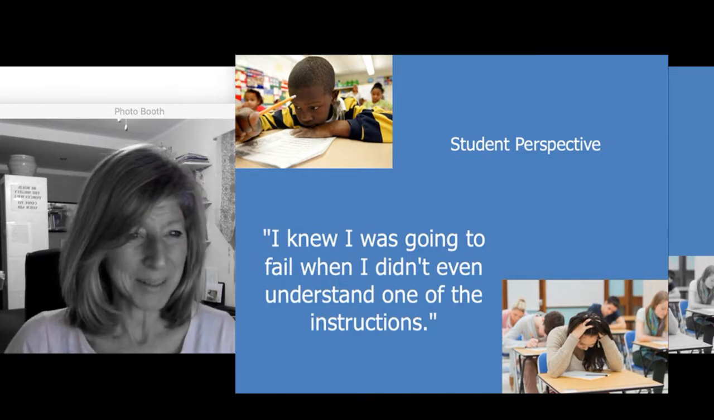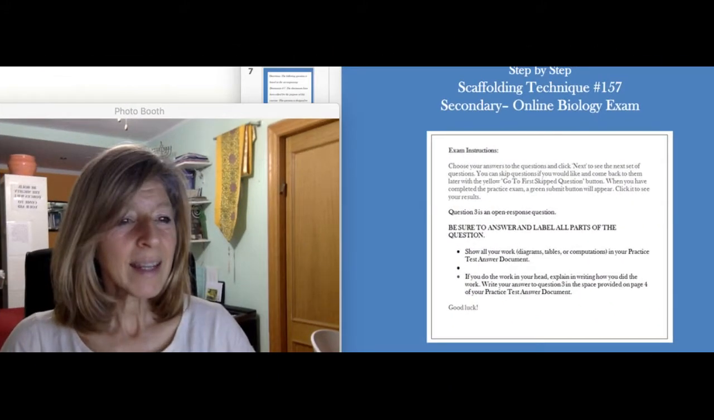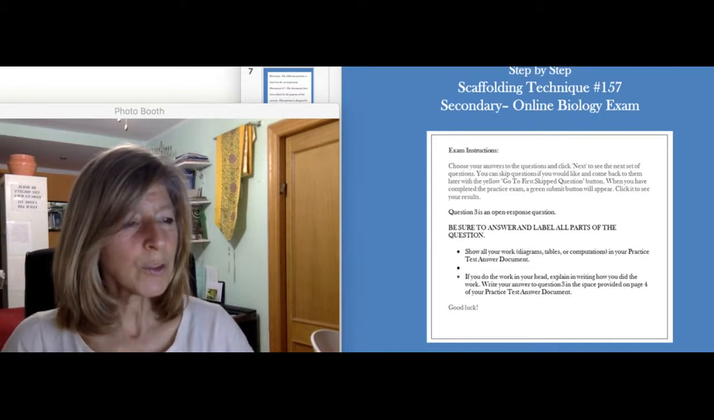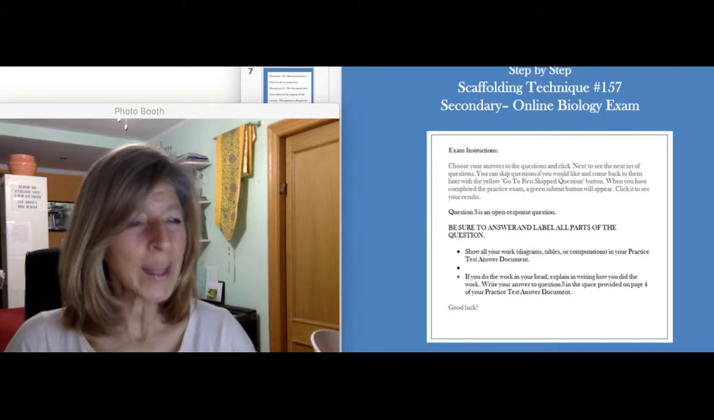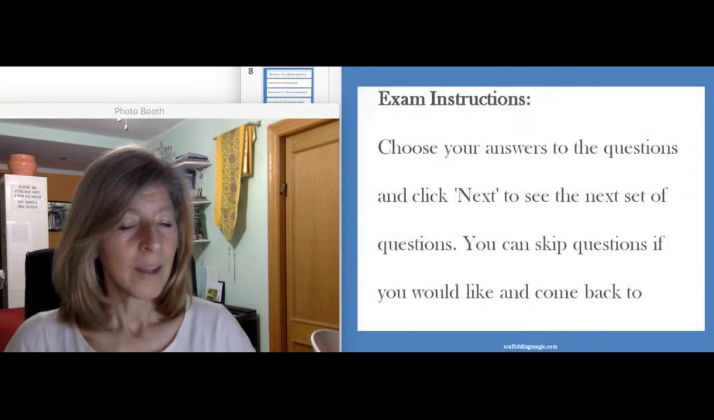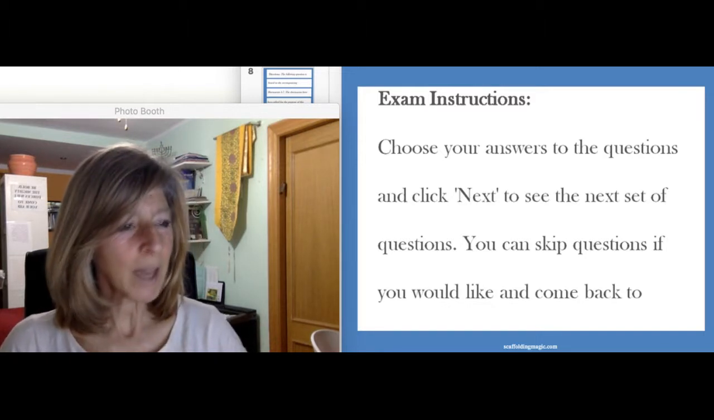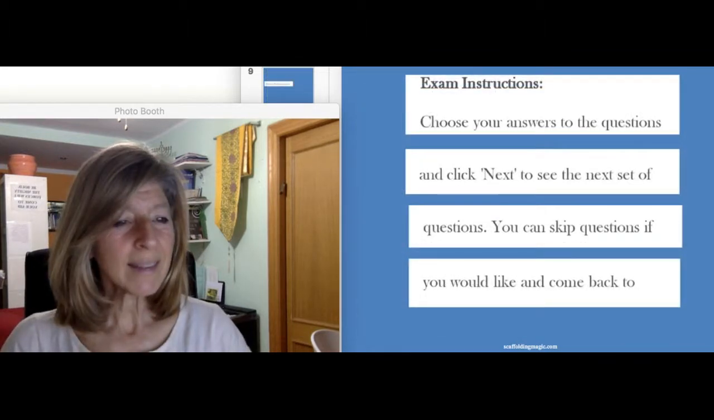It's easy. Let's take an example from a secondary online biology exam. This is what students might see before they even begin reading the actual question to the exam. So let's take the instructions and enlarge them so there's one part of a sentence on each line. Then we cut them up. We divide these slips of paper between pairs or groups of students.